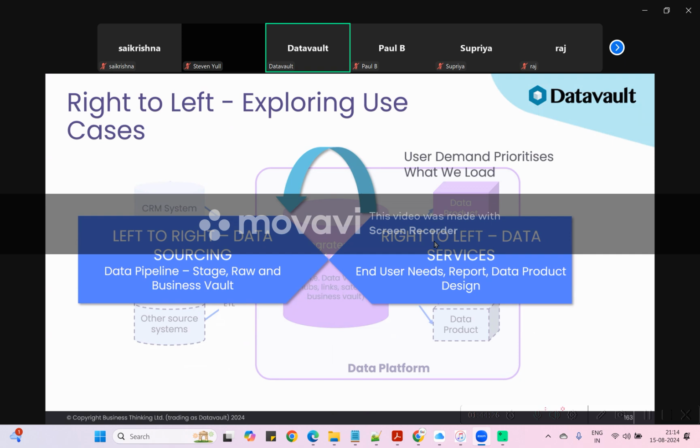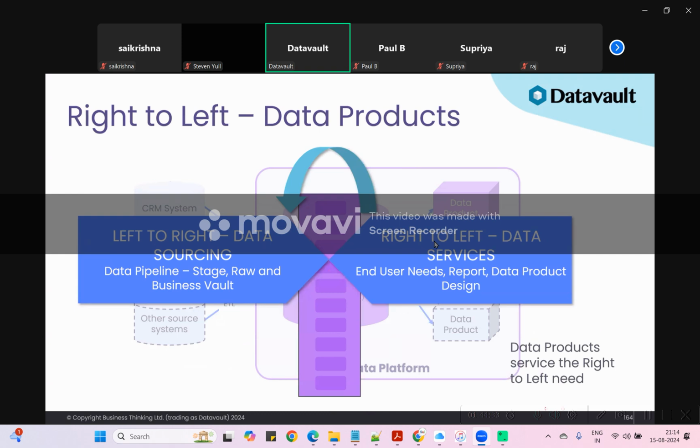Okay, so we need to go out to users and say, what do you need? And can we design our presentation layer here so the data products are in place to meet your user needs for their day-to-day work? Now, getting a definition of the data products is a nice interface between the user needs and the data sourcing side of things.